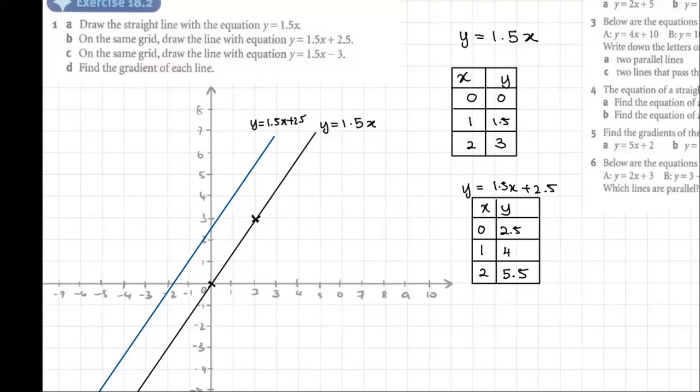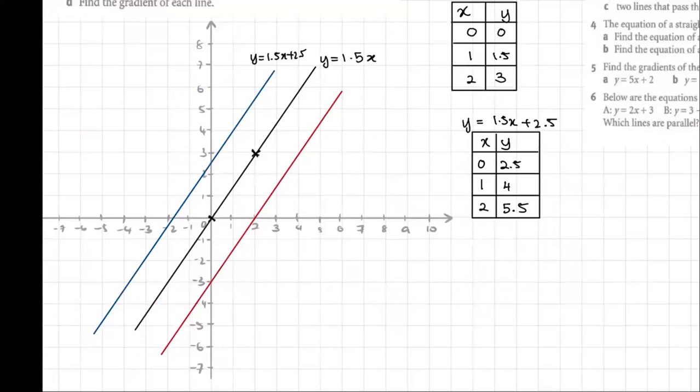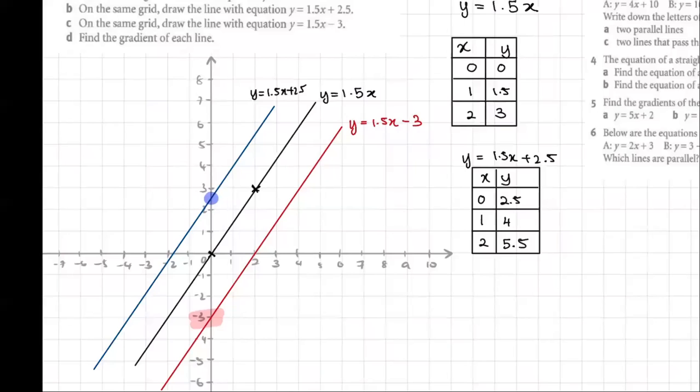Okay, 1.5x minus 3 is here. All you need to do is just go through the y-axis at -3. So I'm just going to highlight this for you. The other one would be here, 2.5. So I can clearly state that this is y equals 1.5x minus 3, because the y-intercept is -3. Done.